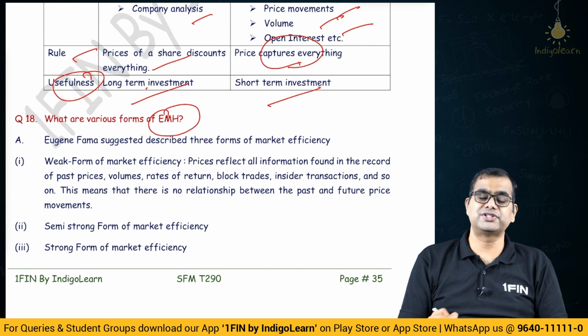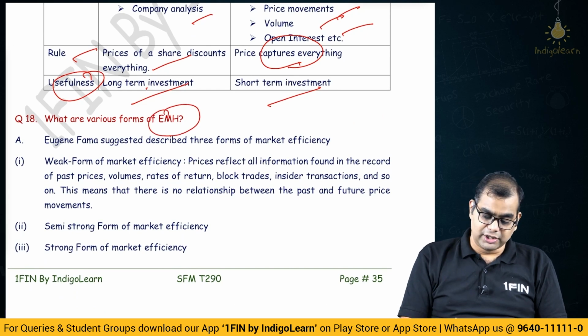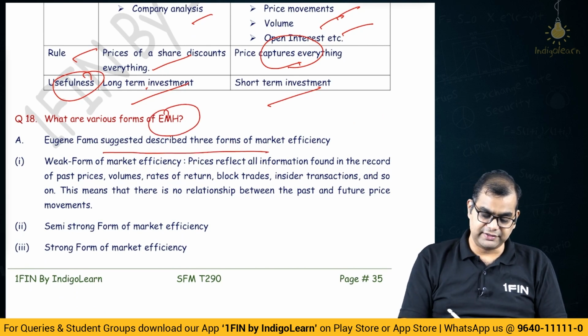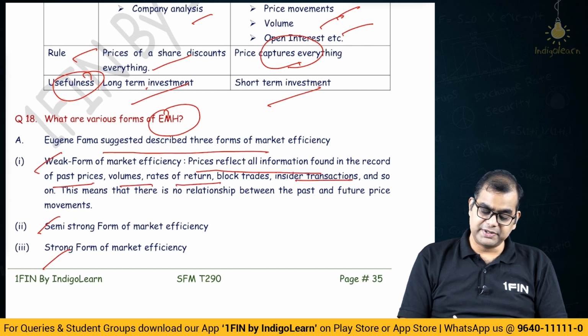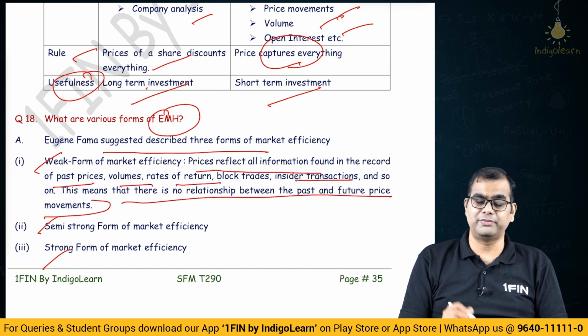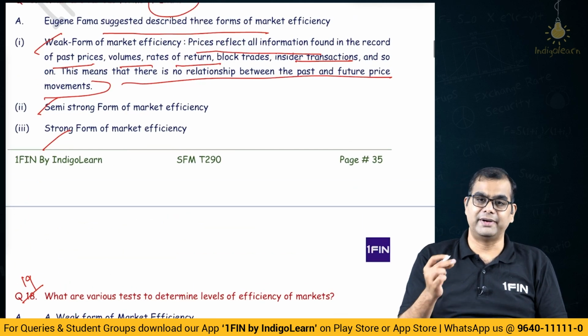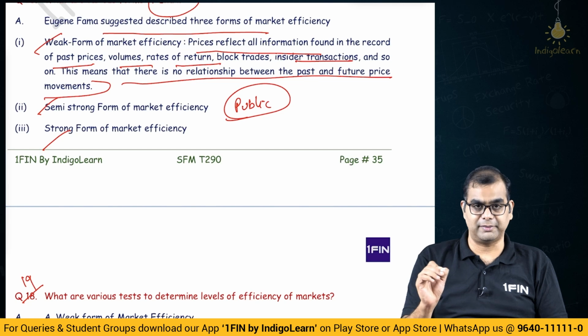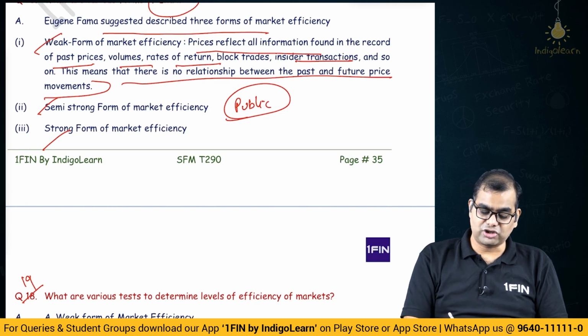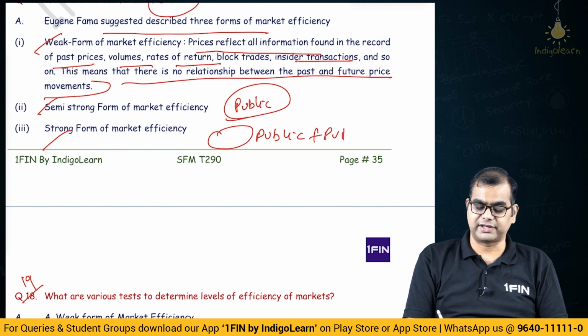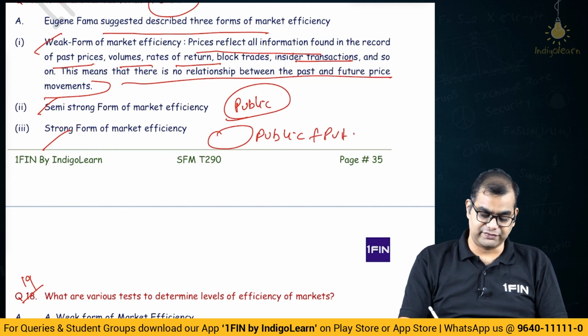What are the various forms of efficient market hypothesis? This is also a very important question. Eugene Fama suggested 3 forms of efficiency: weak, semi-strong and strong. In the weak form of efficiency, prices reflect all information in the record of past prices, volumes, rate of return, etc. This means there is no relationship between past and future prices. So, basically this reflects all past information. In the semi-strong form, it is slightly better. Only public information is reflected in the price. In the strong form, public as well as private information, both are reflected in the price. So, these are the 3 forms of market efficiency.